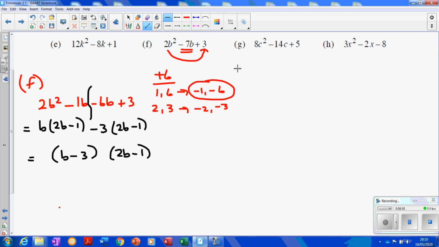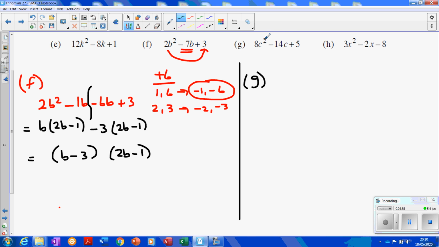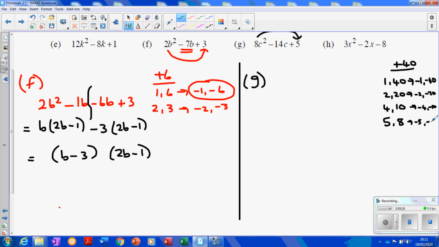Okay, next one, part G. So for part G, we have 8 times 5 is plus 40, so factors of plus 40. 1 and 40, 2 and 20, 3 doesn't divide into it, 4 and 10, 5 goes into it, 5 8s are 40. Now both factors have got to be the same sign, so either both positive or both negative. So that one would be minus 2 and minus 20, that would be minus 4 and minus 10, and that pair would be minus 5 and minus 8.